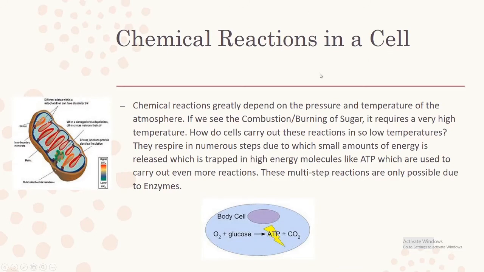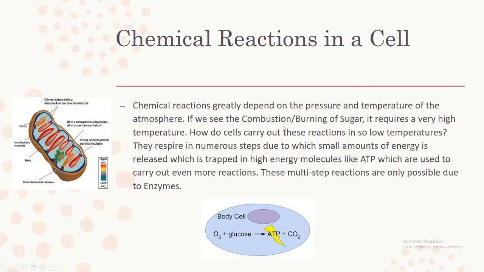Chemical reactions in a cell. As we learned, a cell cannot live without any chemical reaction, it has to make products and even eliminate waste products. So let's read. Chemical reactions greatly depend on the pressure and temperature of the atmosphere. Now remember, we did this in chemistry in kinetic particle theory. If we see the combustion or burning of sugar, it requires a very high temperature.